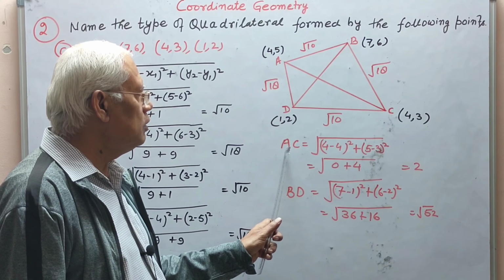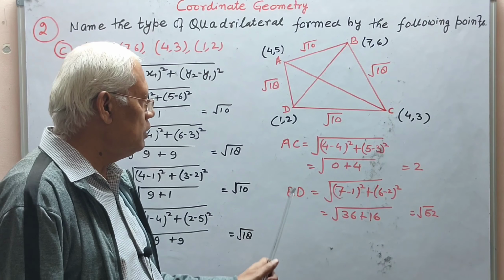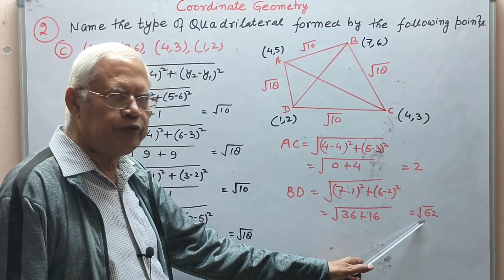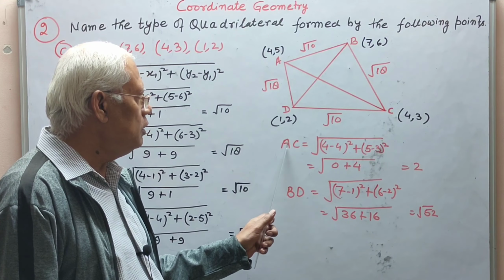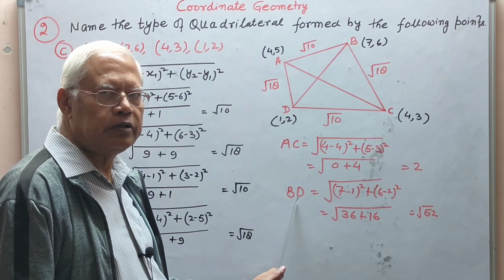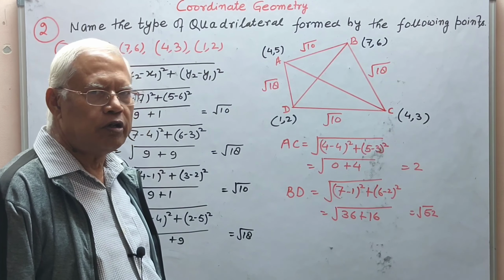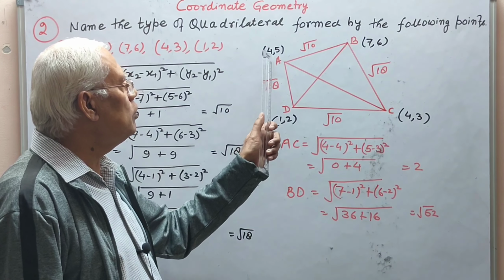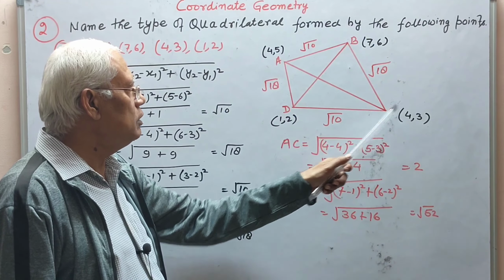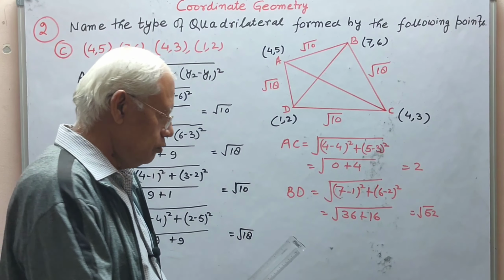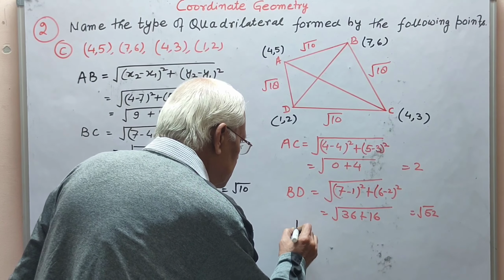I have calculated lengths of diagonals AC and BD. They are 2 and root 52. Clearly, lengths of diagonals are different, meaning they are not equal. So the quadrilateral formed by the coordinates of its vertices is a parallelogram. So, it is a parallelogram.